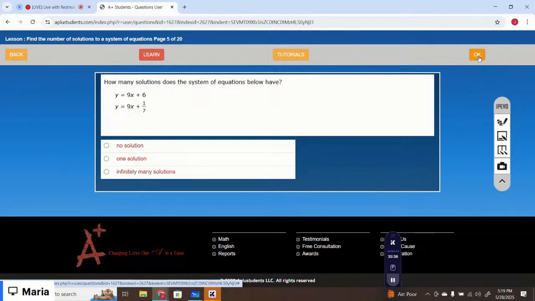How many solutions does the system of equations have? So which is the correct option? So the equations have the same slope and different y-intercept. So that means they have no solution. Option number one is the correct option. They have no solution.